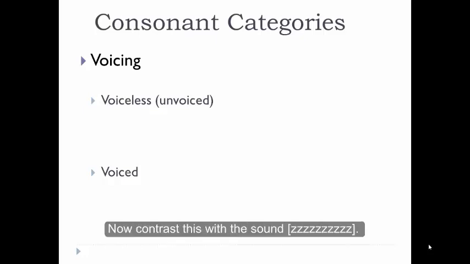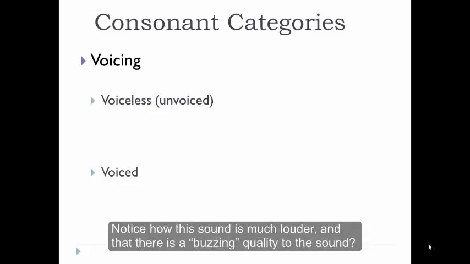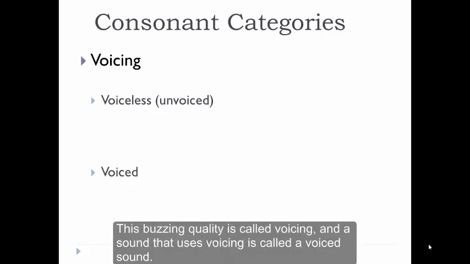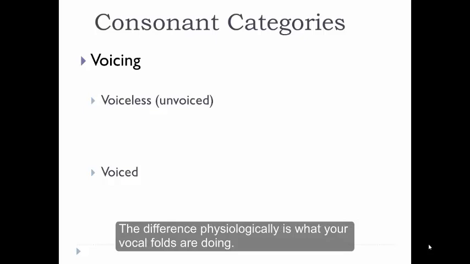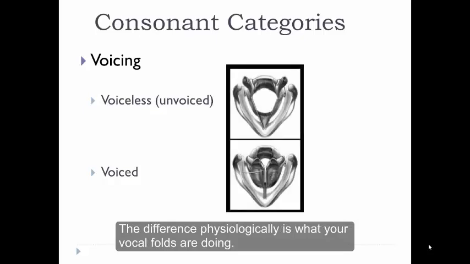Now, contrast this with the sound z. Notice how this sound is much louder and that there's a buzzing quality to the sound? This buzzing quality is called voicing, and a sound that uses voicing is called a voiced sound. The difference physiologically is what your vocal folds are doing.